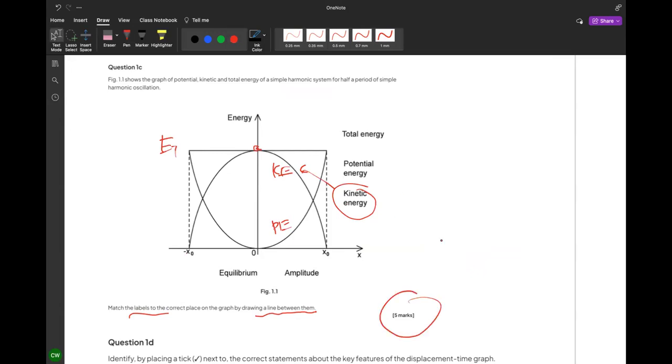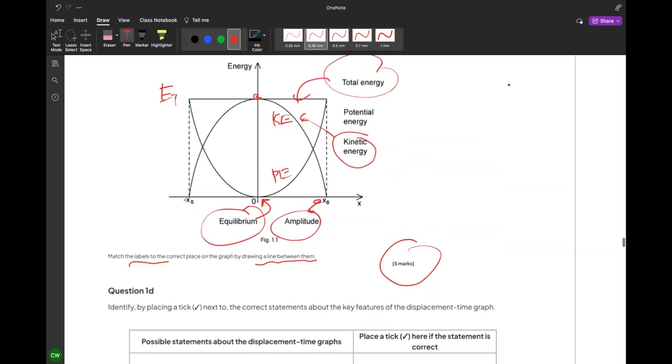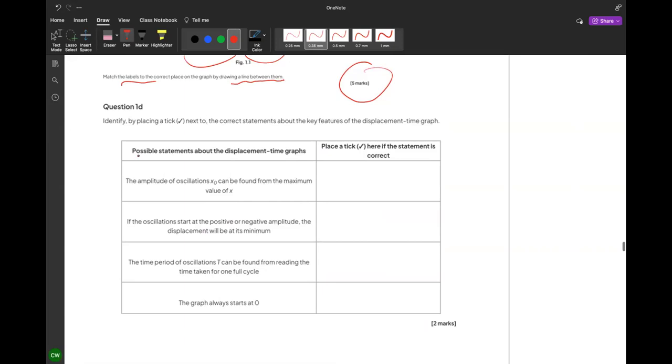5 marks. Equilibrium position here. Amplitude here. Okay? This one is here. Identify by placing a tick next to it.